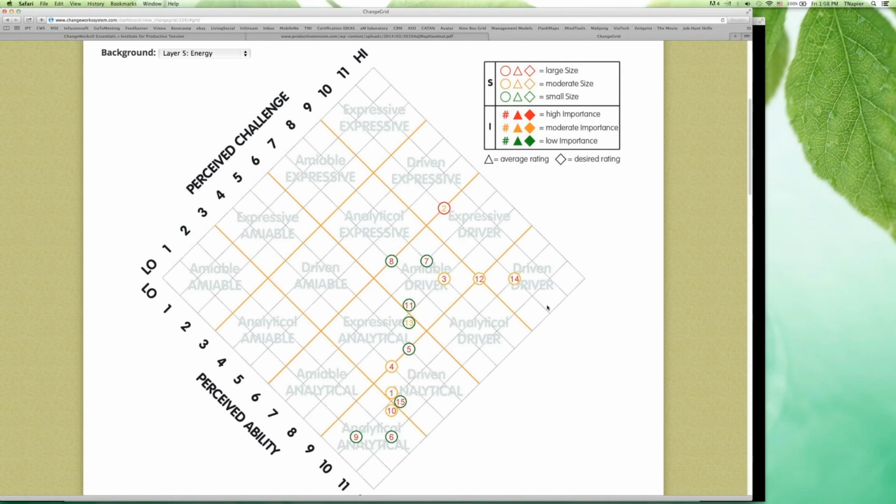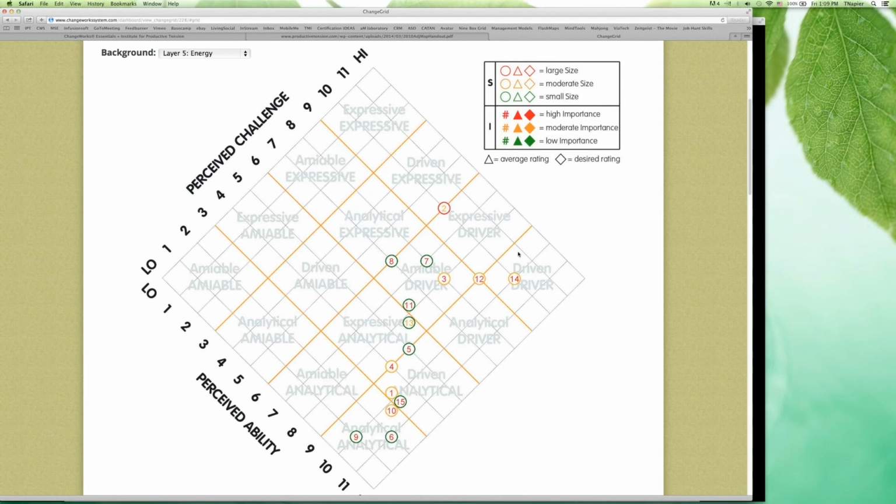So again, half of you were building a case for the driven expressive, and half of you were building a case for an expressive driver. Let's see if we can resolve that issue. I think the way we want to resolve it is by looking at the difference between the driven expressive and the expressive driver. Well, I'll tell you right now, what they have in common is that they both see the challenges being quite high. To plot in either one of those areas, you'd have to view the challenges being 10, 11, 12. So they both agree that there's plenty of challenge here.